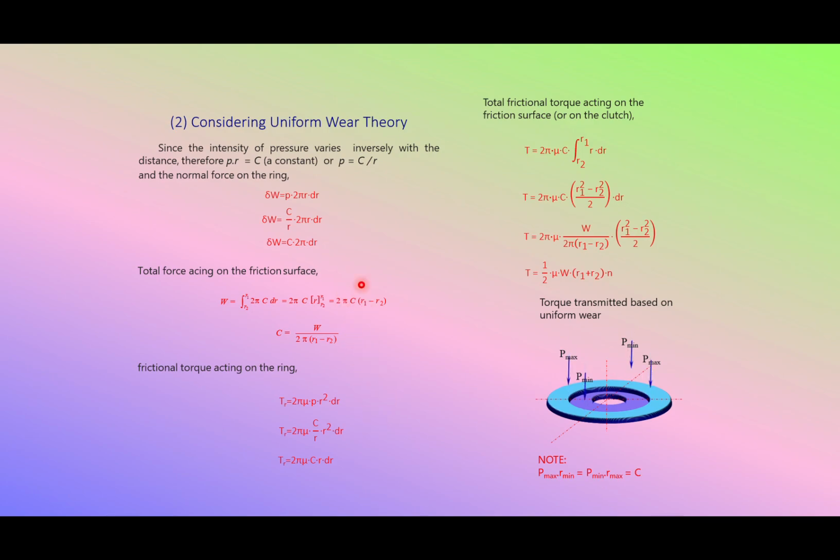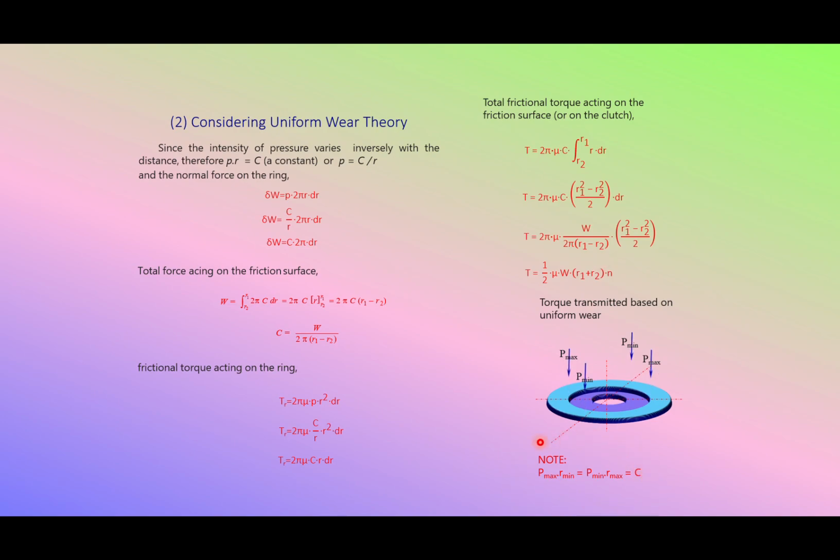You can go through all this proving of the formula for uniform wear theory until you arrive at this formula here. This is for the uniform wear theory. From this you can see (R1 plus R2) over 2 is the mean radius. But for uniform pressure theory, the mean radius is 2 over 3 times (R1 cubed minus R2 cubed) over (R1 squared minus R2 squared). The earlier one was uniform pressure.